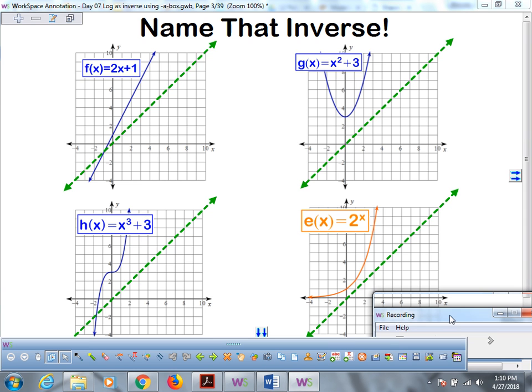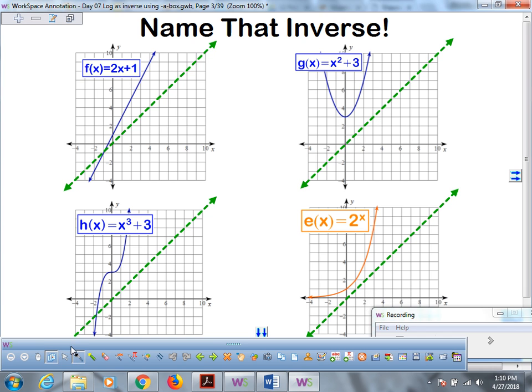So let's talk inverses. What's the inverse of this first figure, 2x plus 1? What would the inverse be? Well, not the equation of it. It would be a line, right? We're being way too complicated.